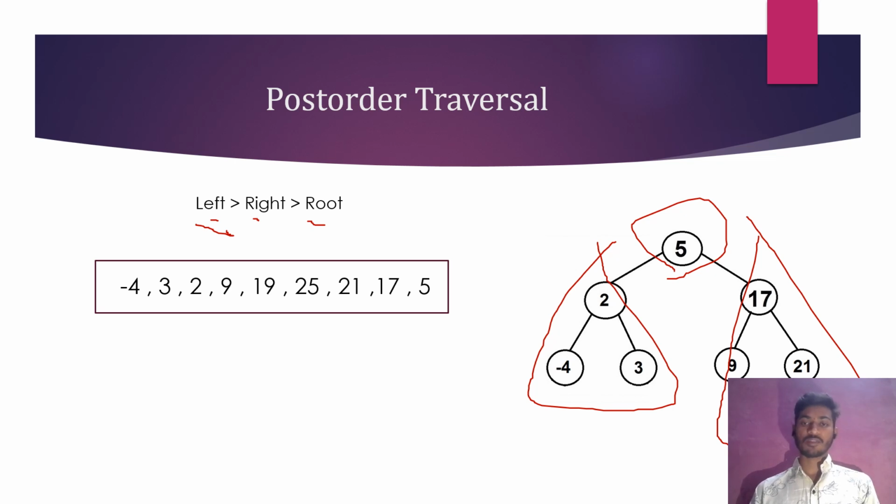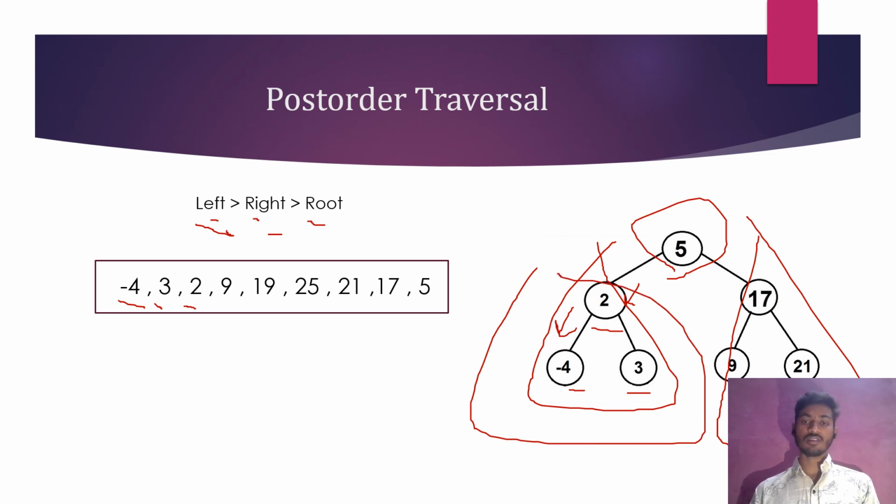Visiting the left subtree, there is 2 and it has 2 children, -4 and 3. So we have to visit here the left part, which is -4. So -4 is added to the post-order traversal. Next, in the right subtree, the right node, we have 3. So 3 is added to the post-order traversal. Next we have to traverse the root node. Here 2 is the root node and 2 is added to the post-order traversal. We have completed the left part.